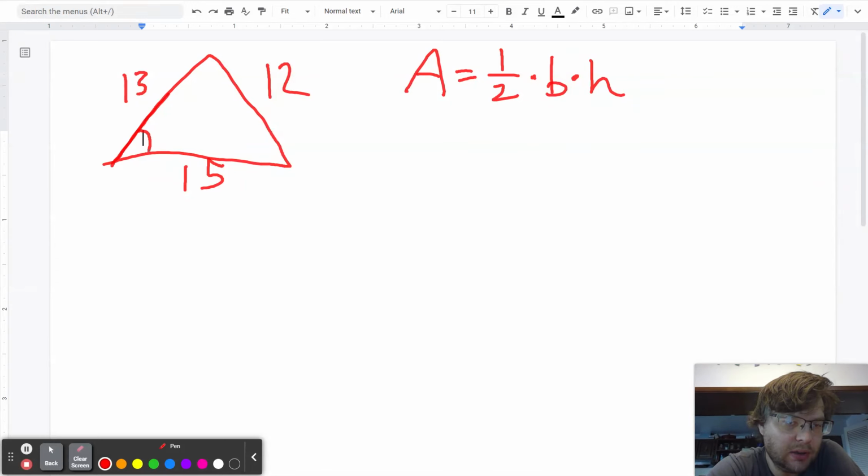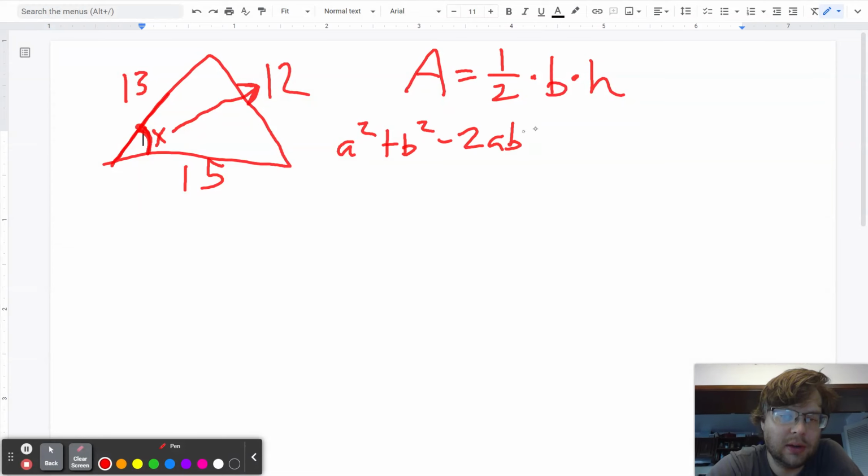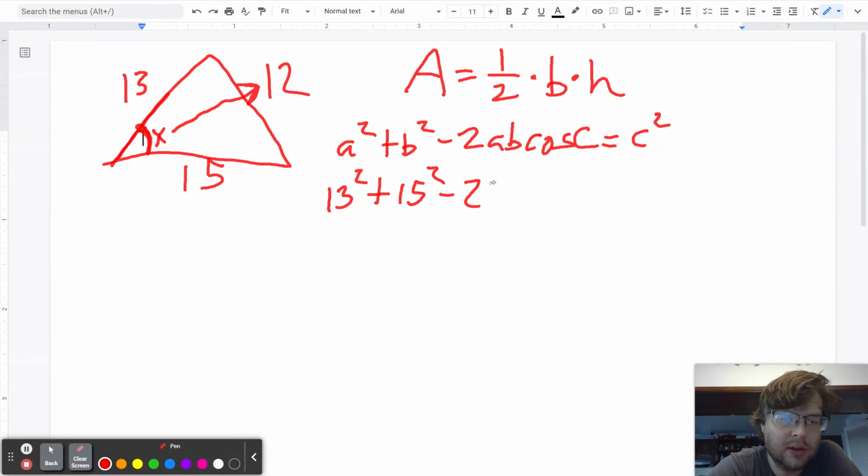It doesn't matter which angle I choose to focus on, so I'm just going to choose this angle right here. And so then remember that the angle looks across the triangle at its other side. So I'm going to call this my angle C, and that's my side length C. And remember our law of cosines, a squared plus b squared minus 2ab cosine C equals c squared. So I've got a squared and b squared, 2 times 13 times 15 cosine C equals 12 squared.